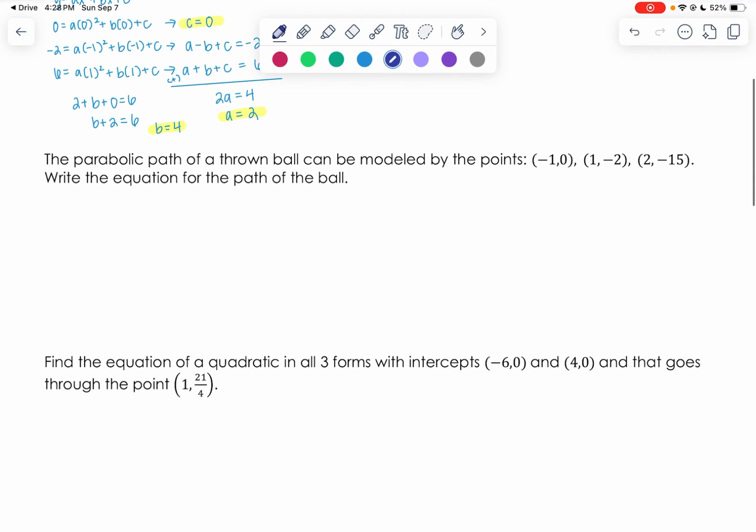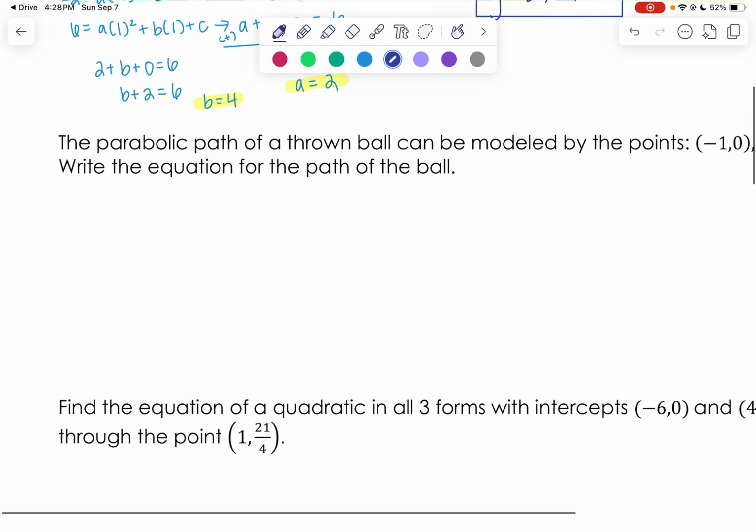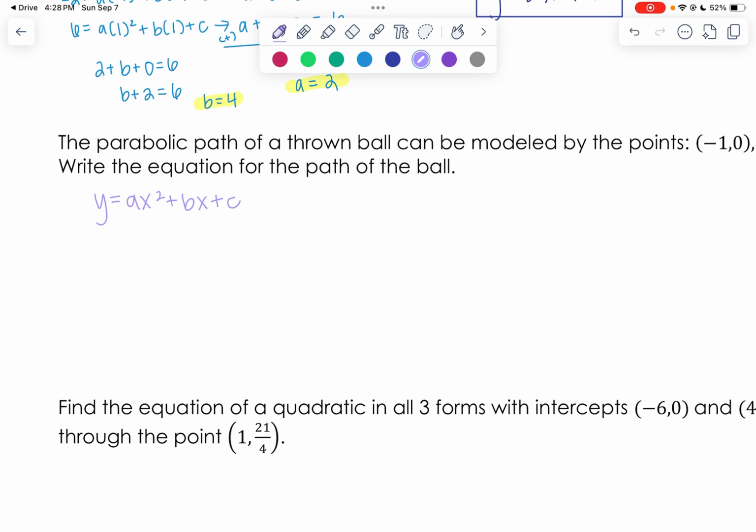Okay, the next one talks about the parabolic path of a thrown ball can be modeled by the points negative 1, 0, 1, negative 2, 2, negative 15. Write the equation for this path of the ball that's in the parabola, okay? I'm going to do exactly what I did before. I have 3 points. I'm going to plug them in, and then I'm going to make a 3 by 3 system. So it goes back to that standard form, y equals ax squared plus bx plus c.